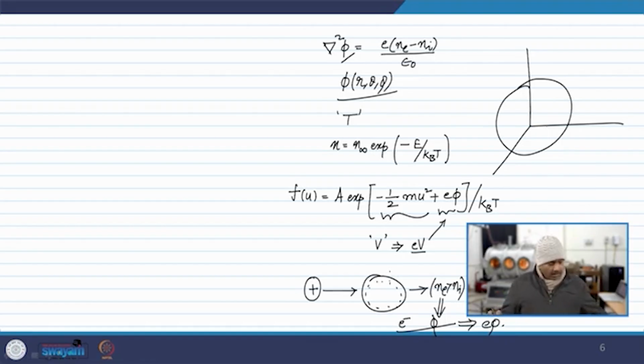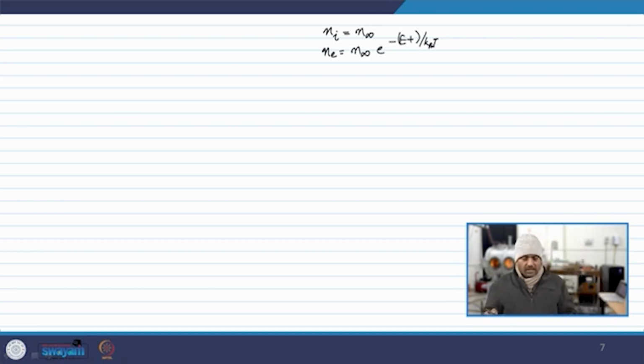We cannot neglect any of these and find out an expression, right. So, we can say that since the ions are not moving, the number of ions is equal to an equilibrium number which is not changing, but the number of electrons on the other hand is n infinity e to the power of minus E by kBT. This is what we have, right. So, this E is kinetic energy plus e phi.